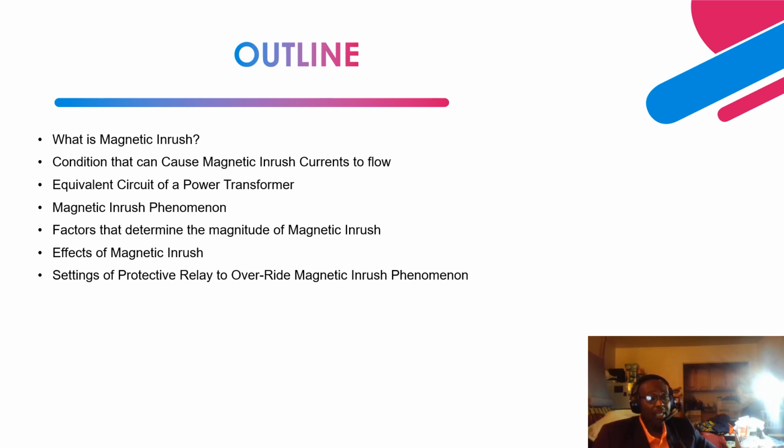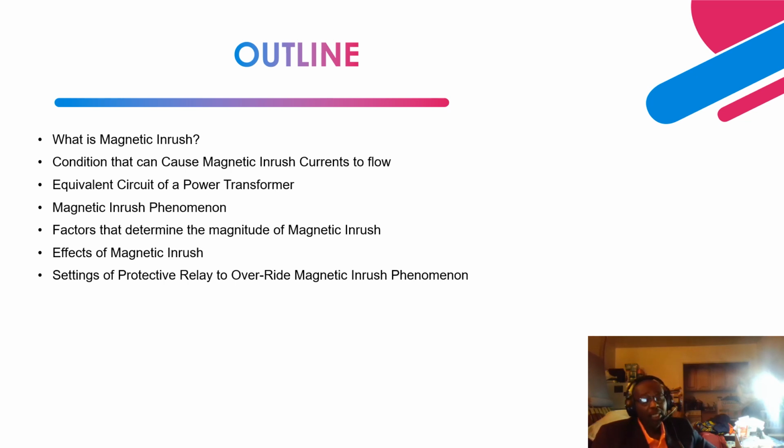Then the effects of magnetic inrush, when you have a very high peak magnetic inrush current, and its effects on the power transformer. Typical effects are basically high saturation, which can cause a lot of heating inside the transformer. Next are the required protective relay settings to ride through the magnetic inrush condition during energization of the transformer.